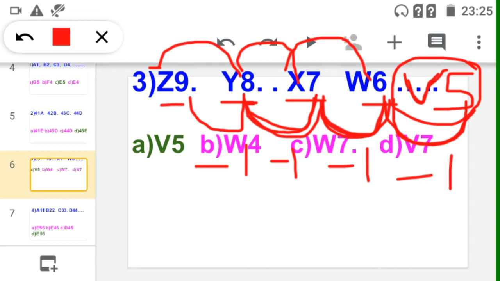Then see here in the options, where is V5? Yes, A option. So A option is correct.